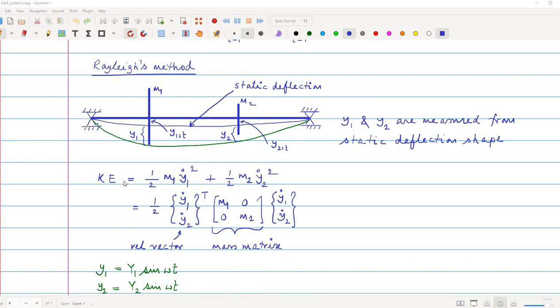Now you know the kinetic energy is half m1 y1 dot square plus half m2 y2 dot square, and if you write it in matrix notation, it is like this. This is the mass matrix.